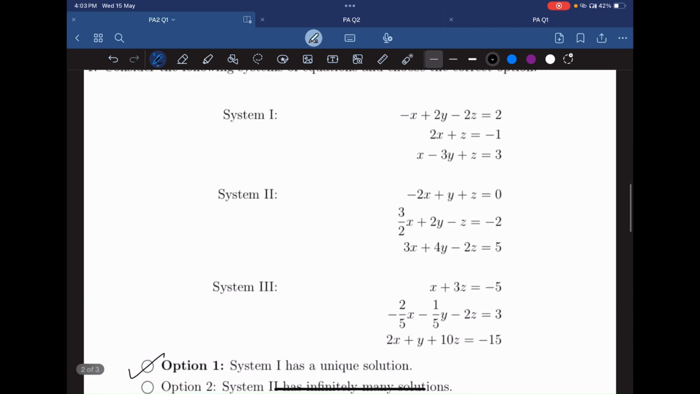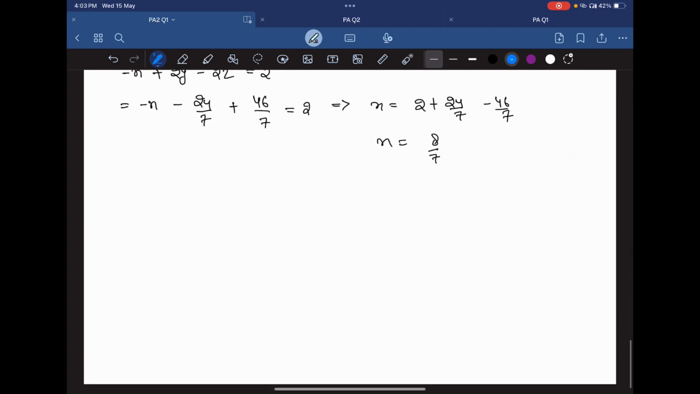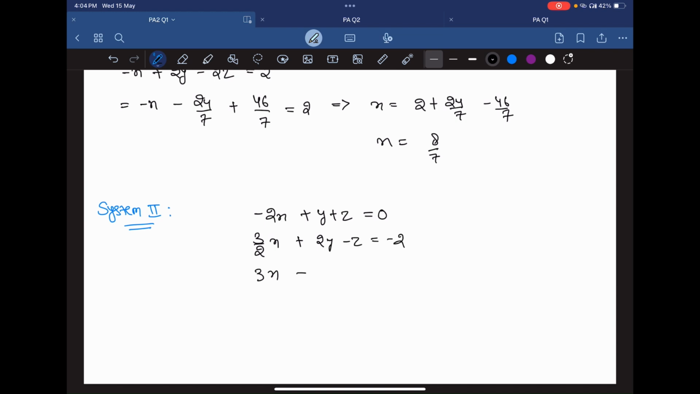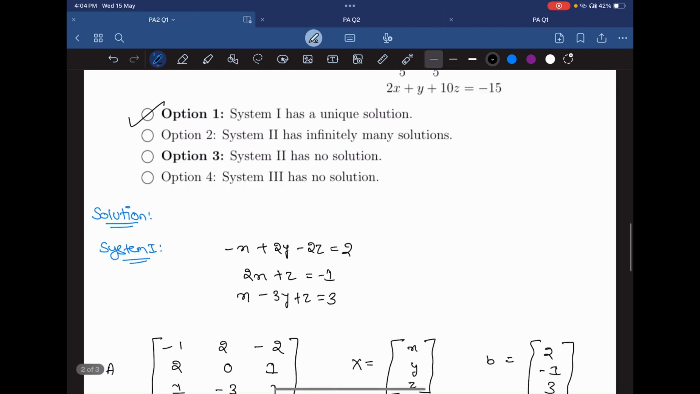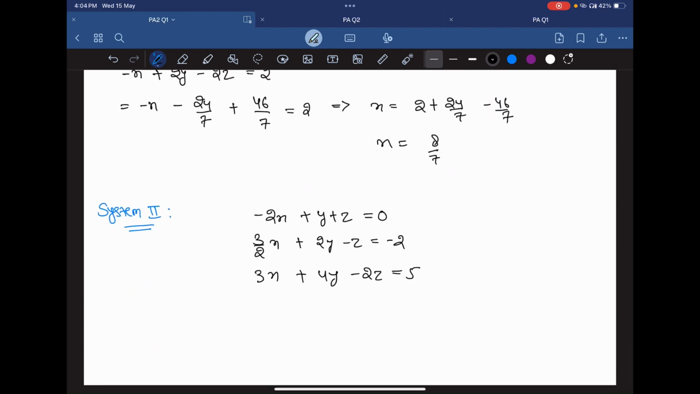Now similarly, let's check for system 2. The equations for system 2 we have are minus 2x plus y plus z is equal to 0, 3 by 2 x plus 2y minus z equal to minus 2, and 3x plus 4y minus 2z is equal to 5. So this was our equation for system 2.